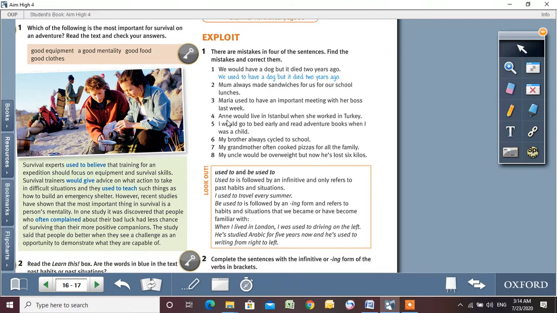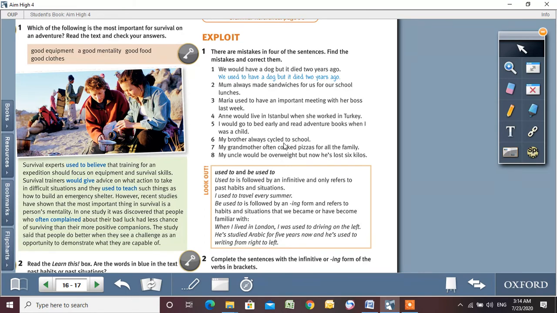Number 4. Anne would live in Istanbul when she worked in Turkey. So of course, live in Istanbul, it's a state. So we cannot use would and infinitive with states. That's why we have to change would and instead we put used to. So Anne used to live in Istanbul. Number 5. I would go to bed early and read adventure books when I was a child. It's definitely a correct sentence.